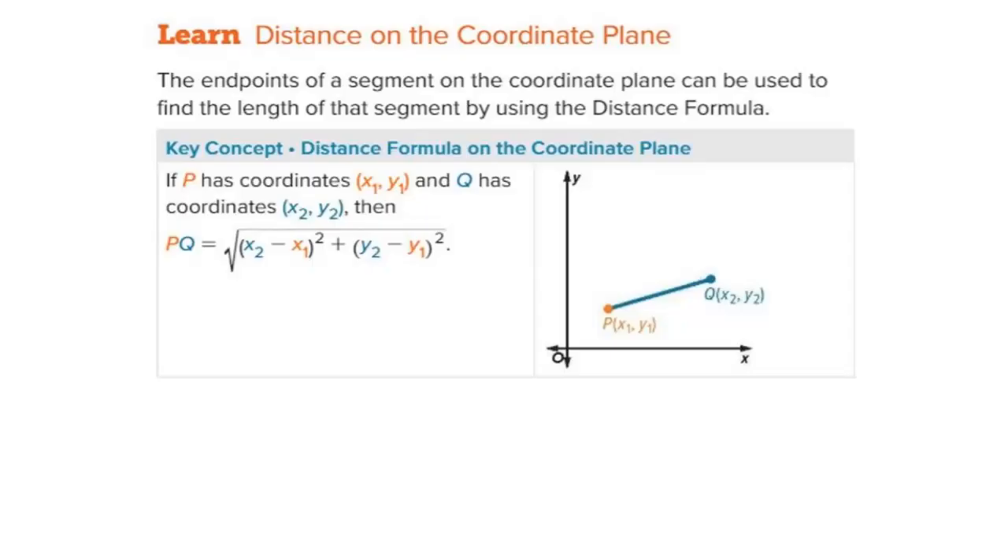Yesterday we talked about how to find distance on a number line. We did the absolute value of the two coordinates subtracted.